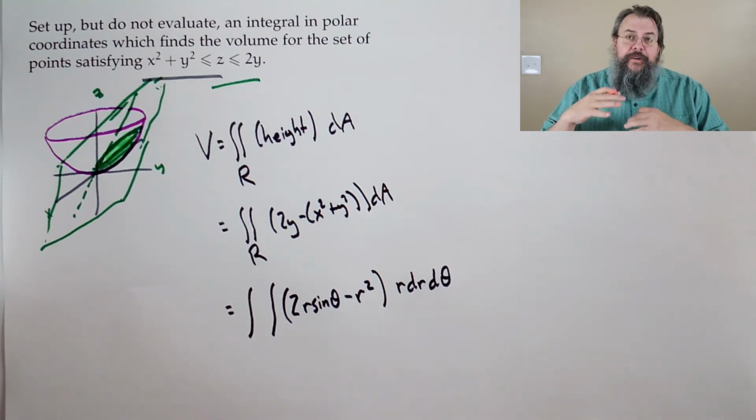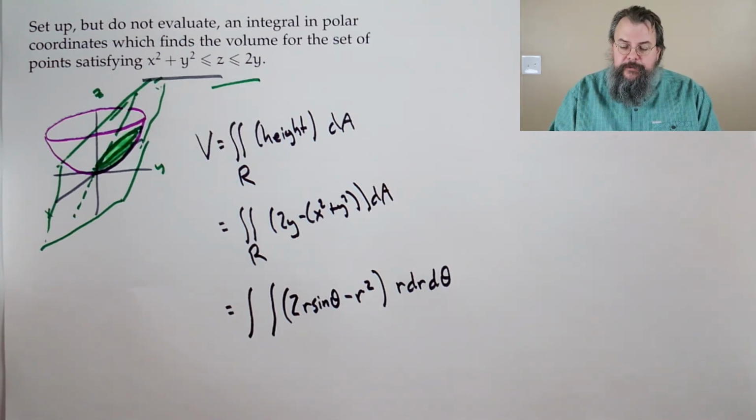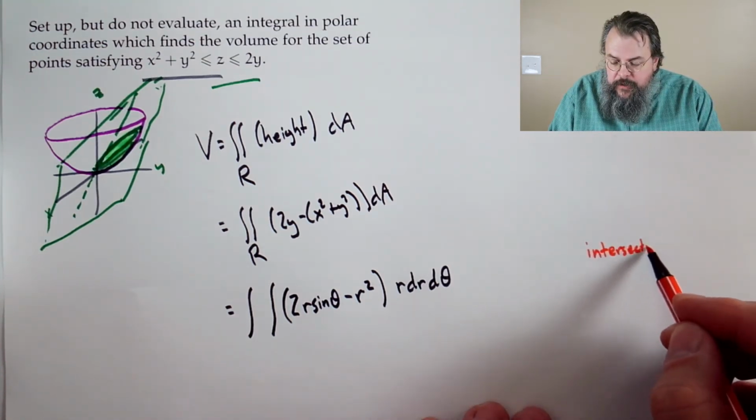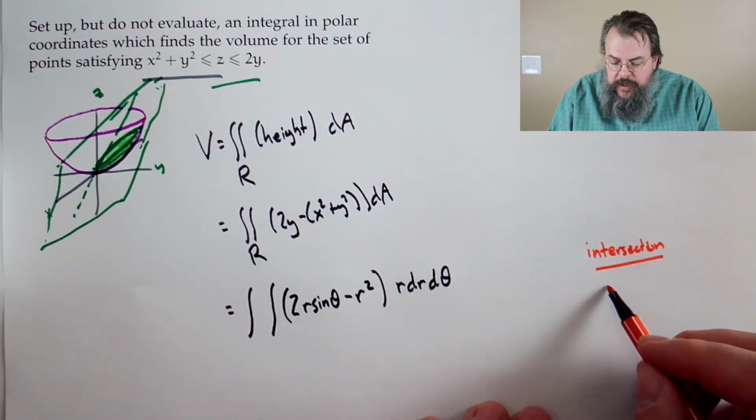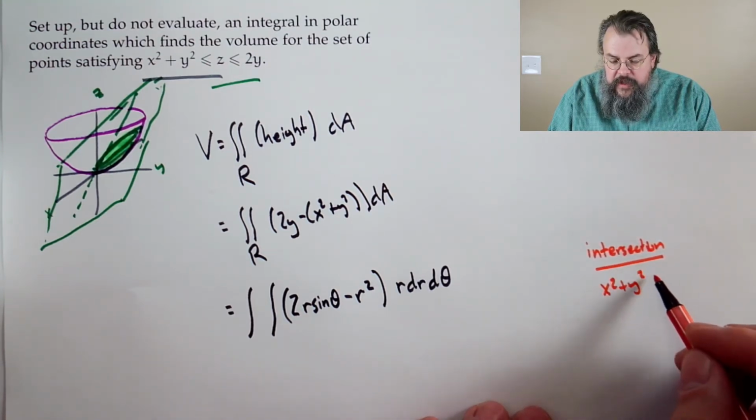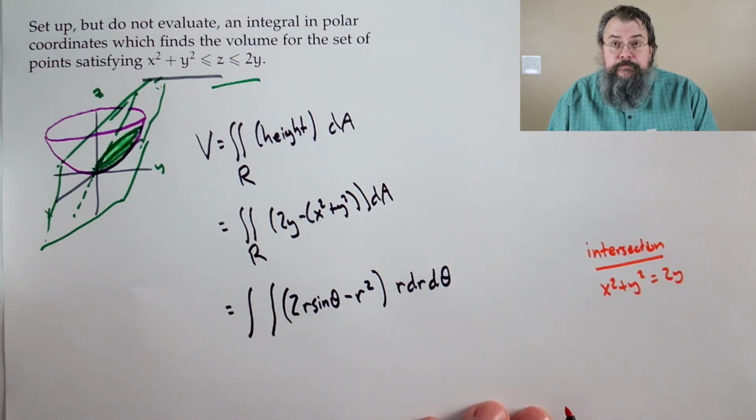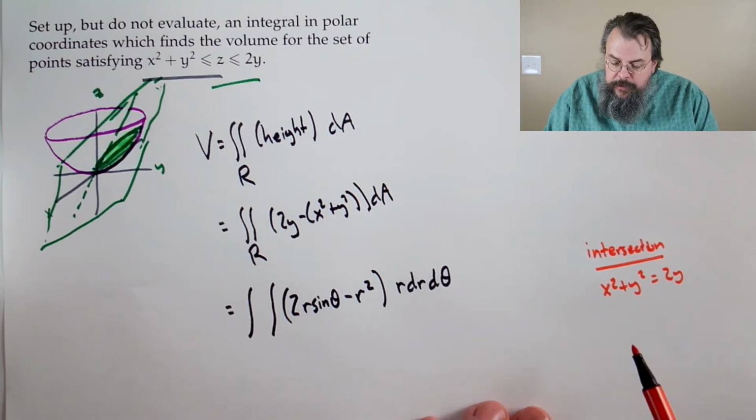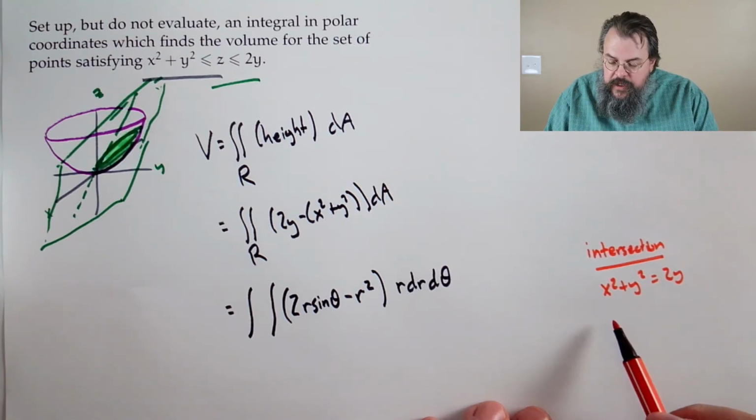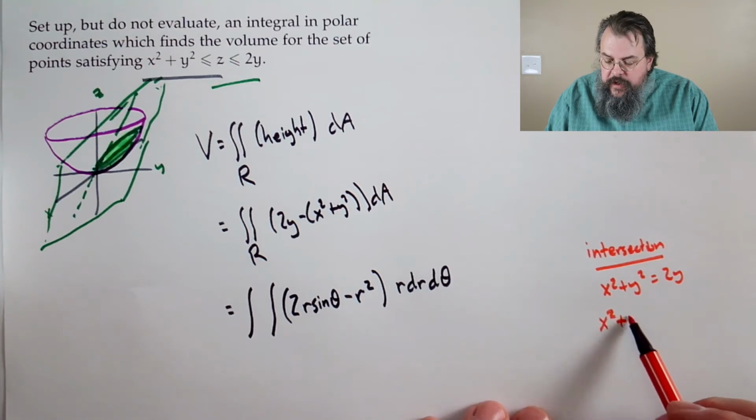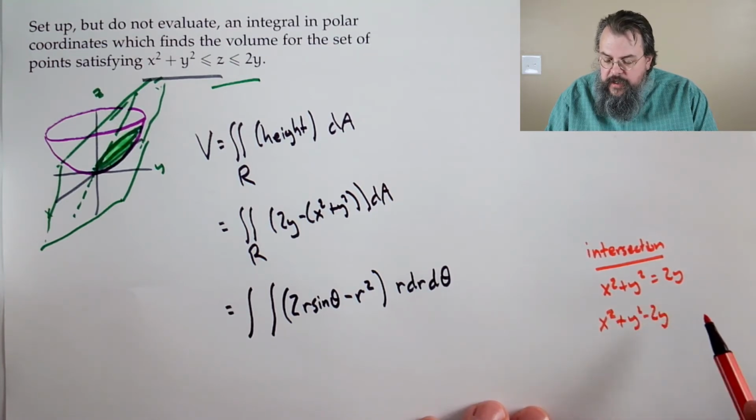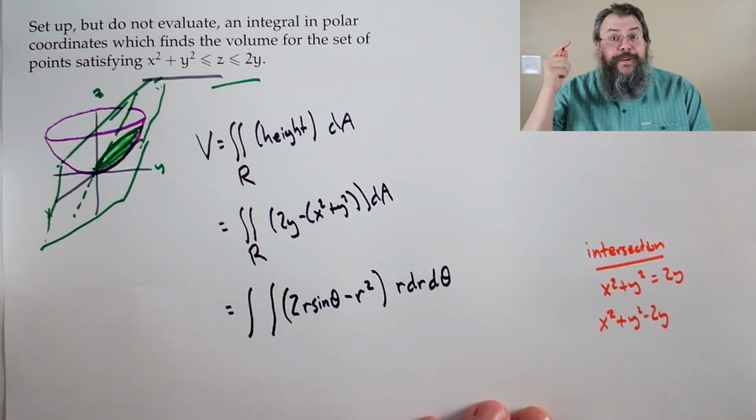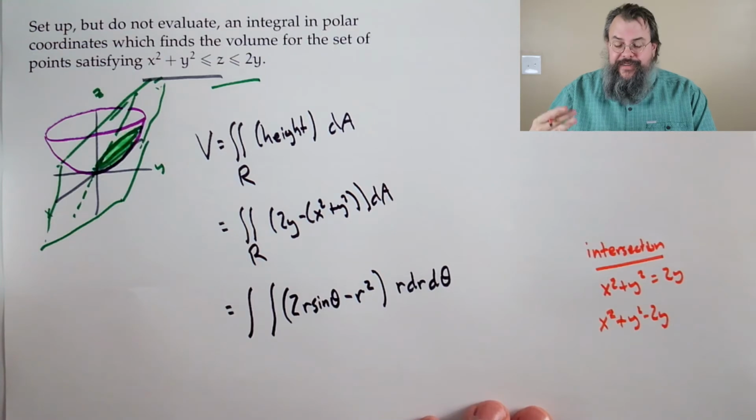Okay, since we're talking about between surfaces, the bounds come from intersections. So we need to look at the intersection. We're going to look at when does x squared plus y squared equal 2y? Now, what would that look like? Well, if you rearrange, that's x squared plus y squared minus 2y. So we kind of see it's a circle. When you see x squared and y squared together, circle, it's just sort of a natural gut instinct.